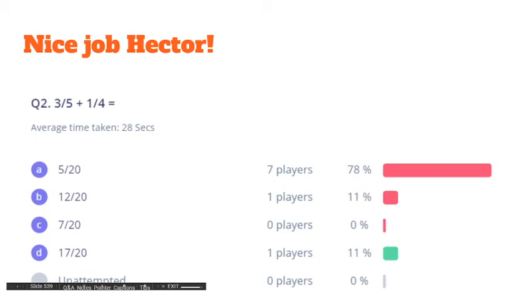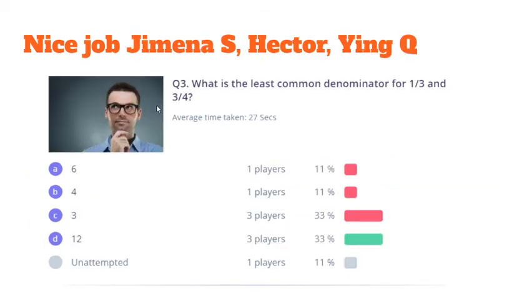Hector knows that he needs to multiply 5 times 4 and 3 times 4 to get 12/20 plus 1/4 would change to 5/20. So 12 plus 5 equals 17/20. Let's do this next problem together. 1/3 and 3/4. What would be the common denominator for both of them? Well, listing out the factors, 3, 6, 9, 12, or 4, 8, 12, you find that 12 is the common denominator for both 1/3 and 3/4.